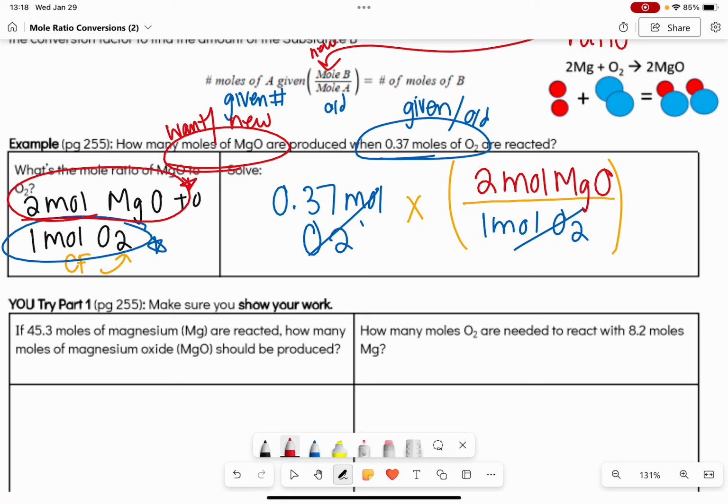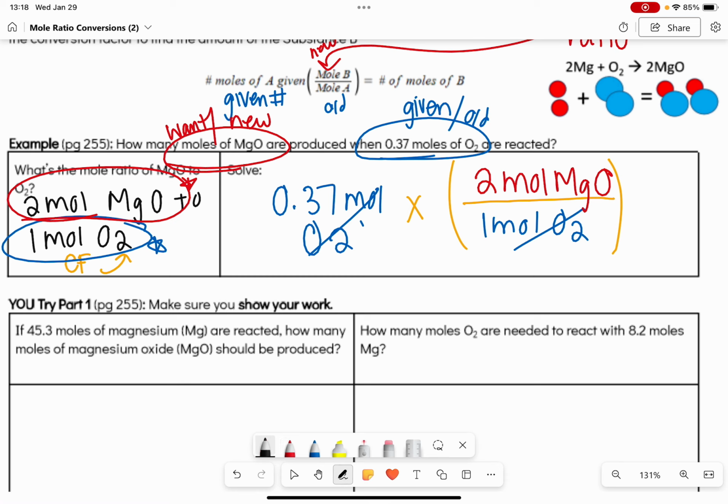Because we are dealing with 2 different substances, O2 and MgO, it is important that you have the substances written so you know which one we're talking about. The substances, the MgO, O2, they're just as much part of the unit as moles and grams are, so they also need to be included.